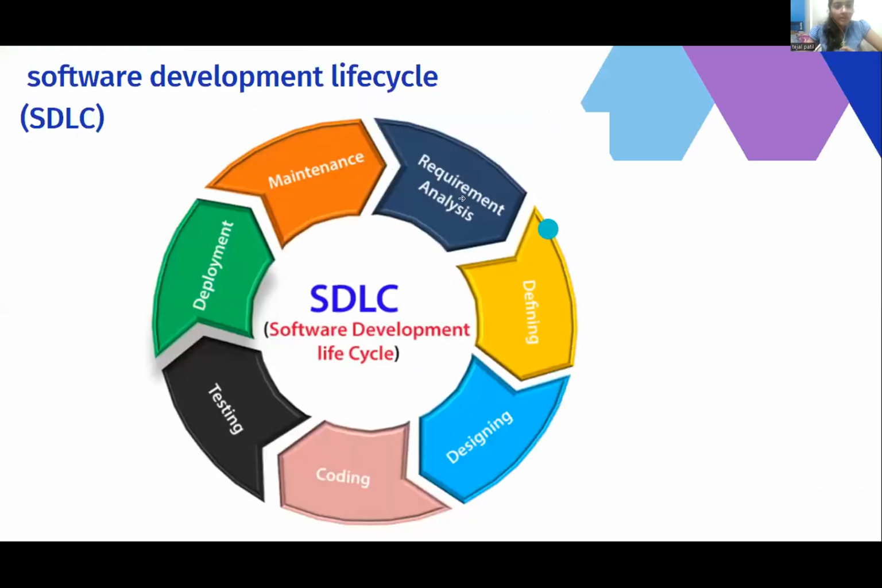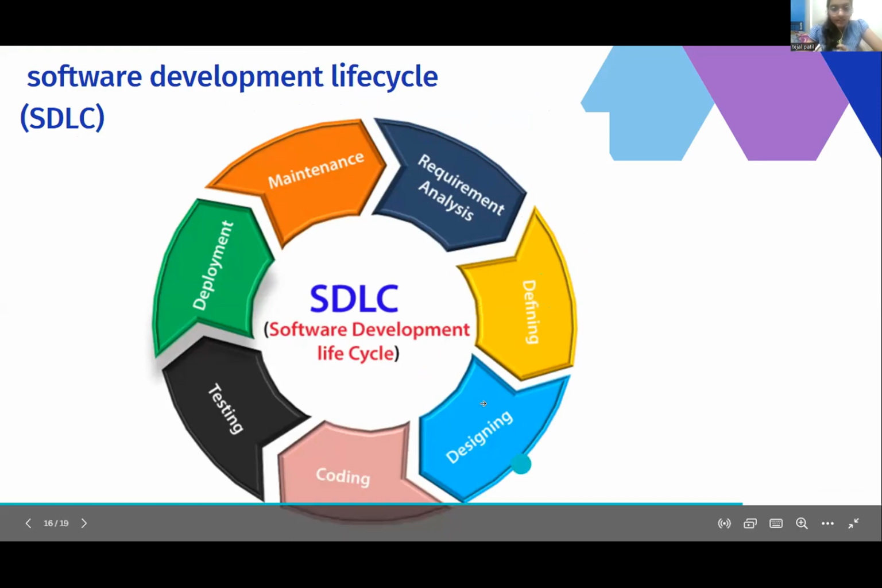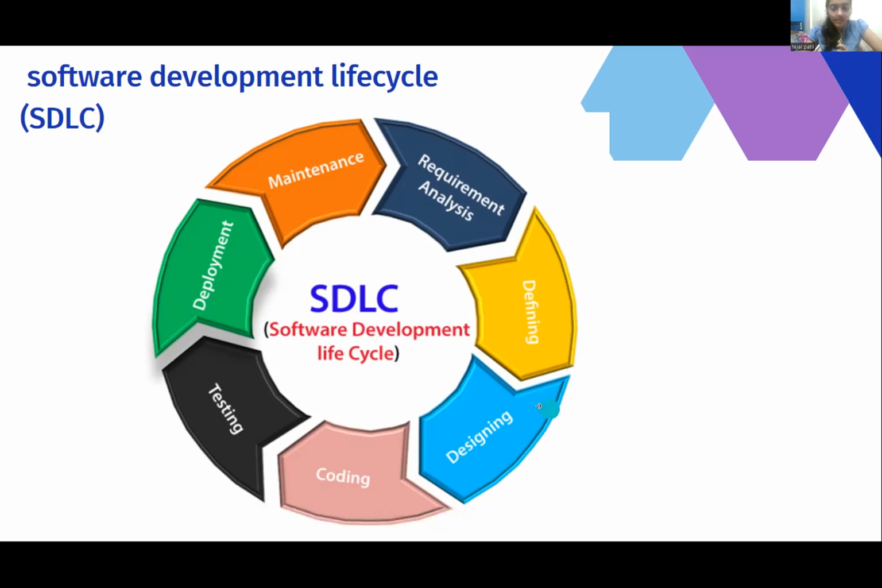Next is the software development life cycle. So there are 7 phases. First is the requirement analysis. This is the fundamental SDLC phase where you gather all requirements from users. Then is defining. In this phase, you need to clearly define and document your requirements and get them approved by customers. Then the designing phase. In this, you convert the requirements into modules and submodules.